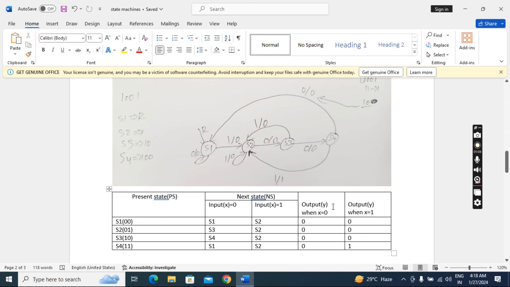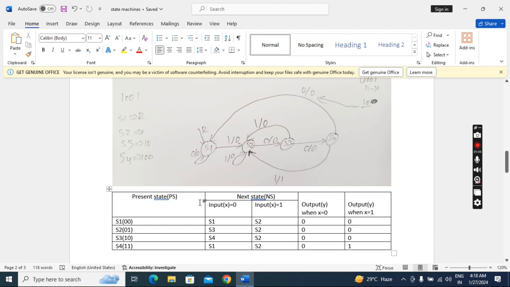We have to write the output value when X equals 0 and when X equals 1 also. Here I assumed my output as Y. See here, when X equals 1, what is the output? This denominator is the output. Or when X equals 0, what is the output? For example, for this, when X equals 1, what is the output? That we write here, according to the state transition.